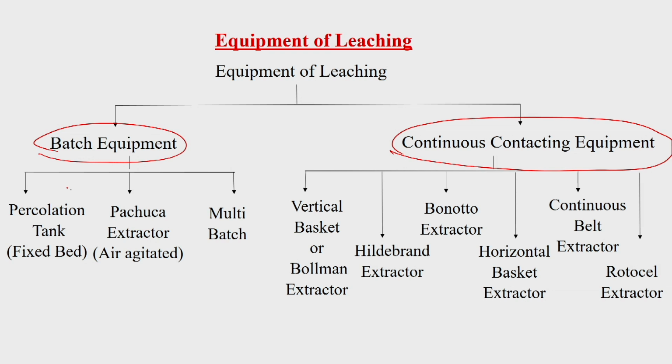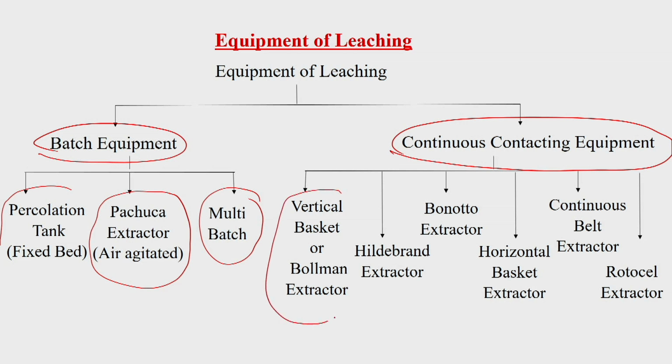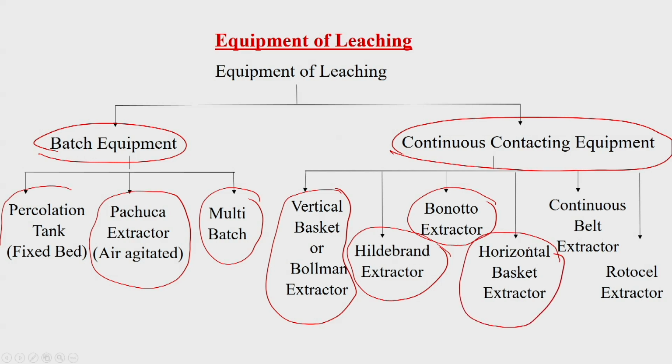In batch equipment, there is the percolation tank, that is a fixed bed one, then the Pachuca extractor unit, that is air agitated, and the multi batch system. In continuous contacting equipment, there are the vertical basket or Ballman extraction unit, the Hildebrand extractor, Bonotto extractors, horizontal basket extractors, continuous belt extraction units, and rotocell extractors. So these are the continuous contacting equipments.